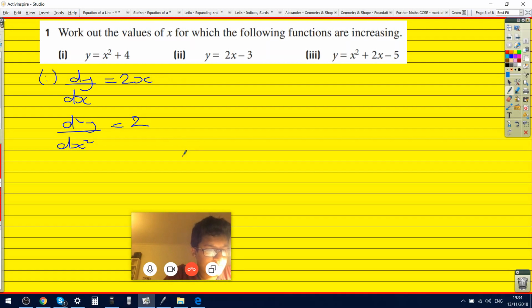Work out the values for which the following functions are increasing. Any idea about that? Alright, so the values of x. I double differentiated, I don't know if that's the word, but I did d squared y over dx squared for the first one, and I've got 2, so it's x0 here. I believe so.